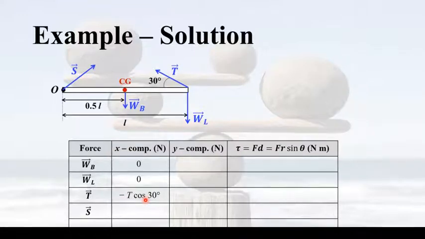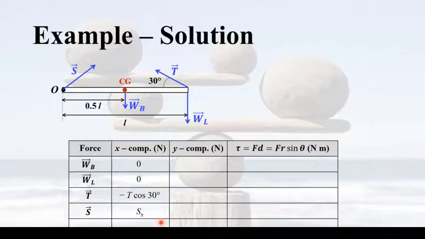If you resolve this T into x and y components, you will see that Tx is pointing to the left. Therefore, we have a negative value, negative T cos 30 degrees. Negative because it's to the left. Cos because it is beside the angle. You can also use the relationship tangent theta equals sine theta over cos theta. Both are accepted. Just see which one you prefer.